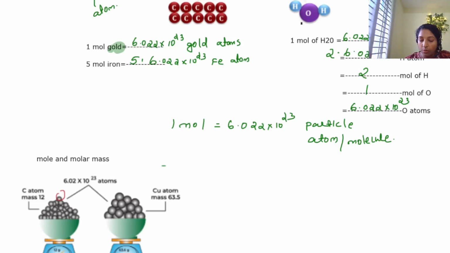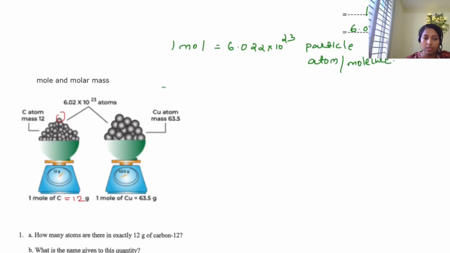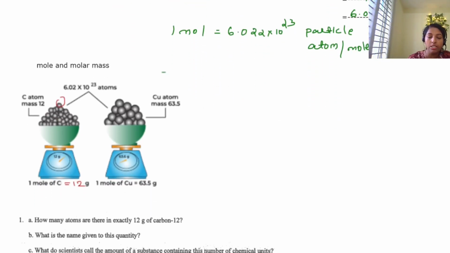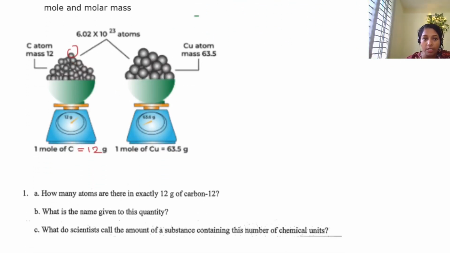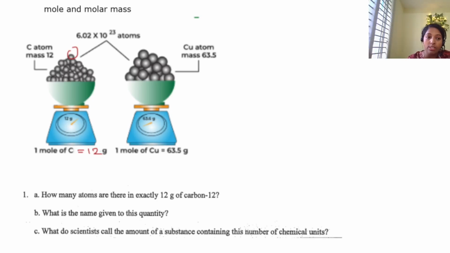Okay, now let's see what is the connection with the molar mass. What do you mean by this molar mass? Molar mass is nothing but the mass of 1 mole of substance. So molar mass is not about a single piece. We are not talking about a single piece. Molar mass means the mass of one mole of substance.